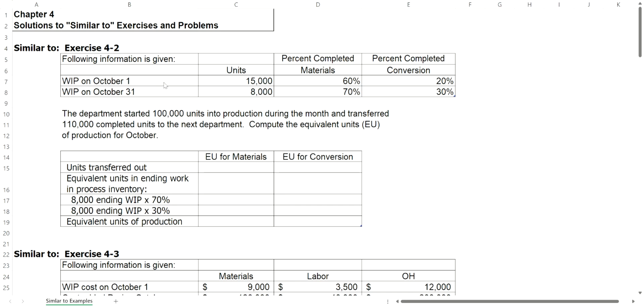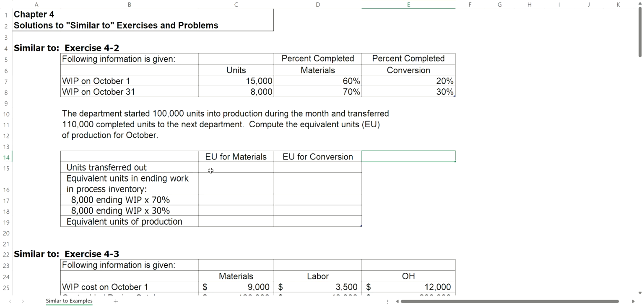Let's assume that on October 1st, you have 15,000 units in work in process that are 60% complete for materials and 20% complete for conversion. That would be labor and overhead. For ending work in process on October 31st, you have 8,000 units that are 70% complete for materials and 30% complete for conversion. The department started another 100,000 units into production during the month and completed and transferred 110,000 units to the next department. We will now calculate equivalent units for materials and equivalent units for conversion.